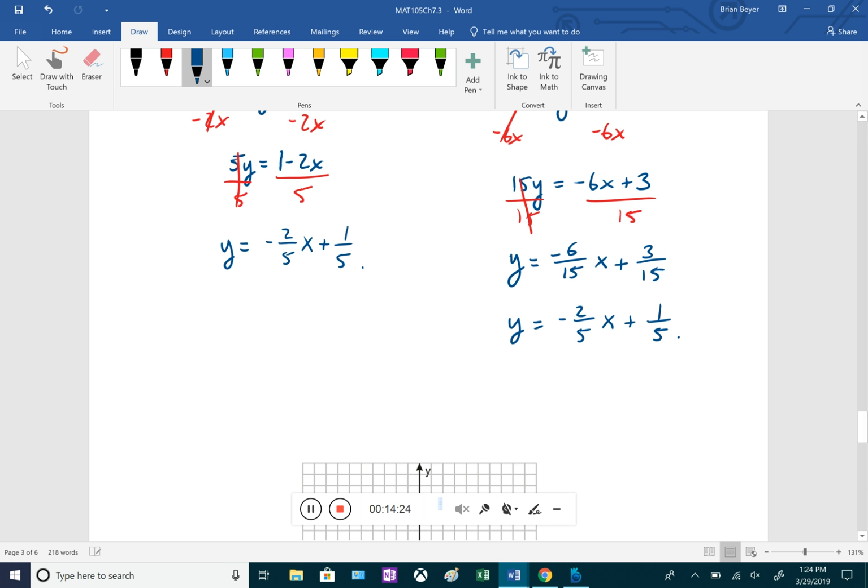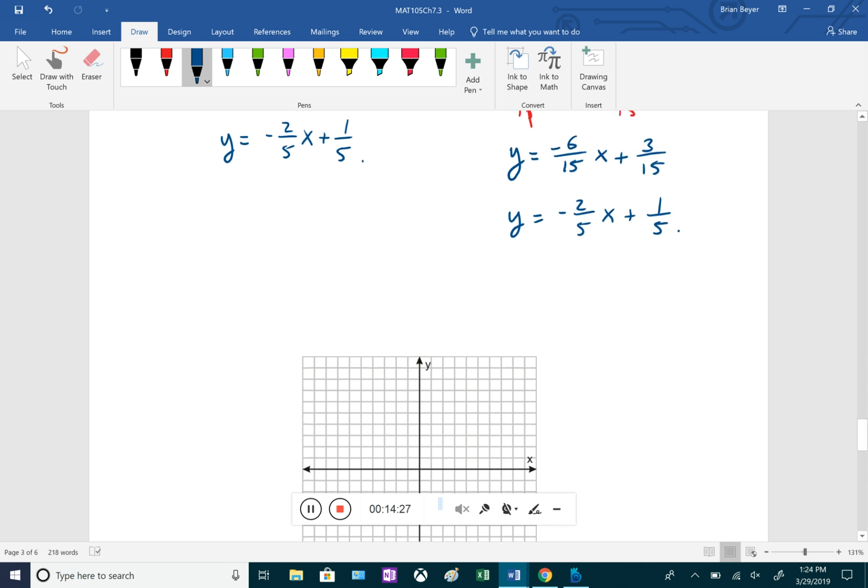So if you notice right now that these are the same exact, they simplified to the same line. They're the same exact equation. The one on the left is the one on the right. So that means there's going to be infinitely many solutions. So let's just graph it real quick.